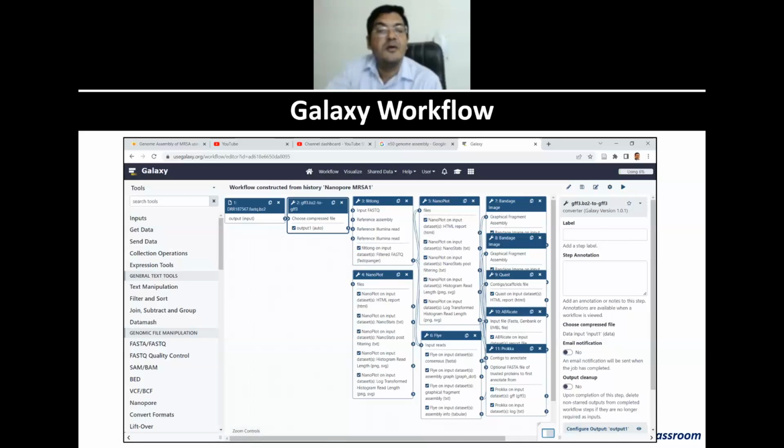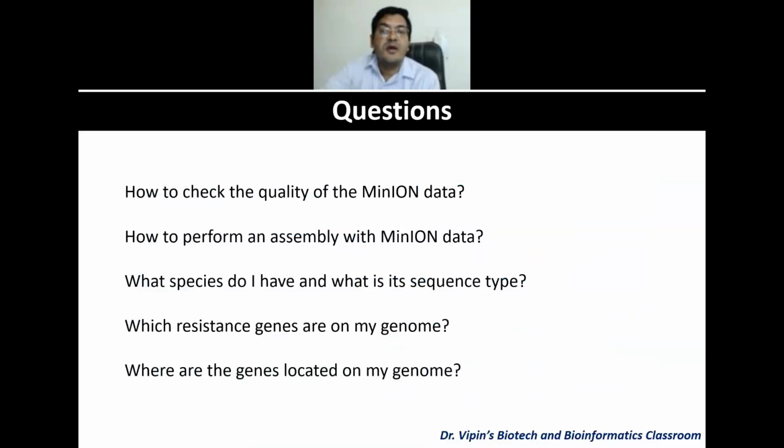So here you are. What are the questions we're answering today? One, how to check the quality of MinION data. Second, how to perform an assembly with MinION data. What species do I have and what is its sequence type? Which resistance genes are there in the genome that we're going to upload? And where are the genes located in my genome, right? So this is what we're going to answer today and tomorrow.